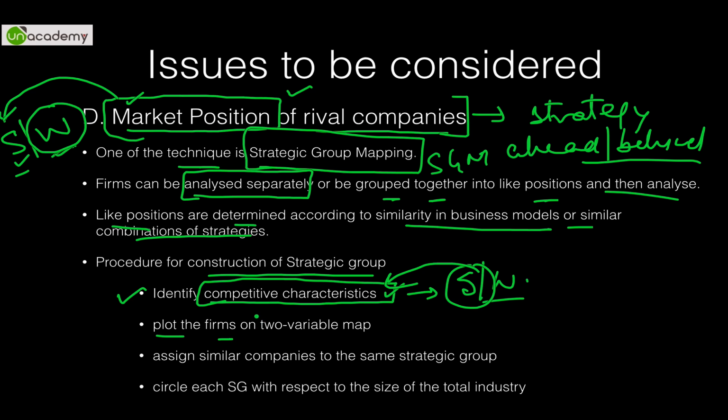Plot the firms on a two variable map. This you already know, x-axis, y-axis, etc. Assign similar companies to the same strategic groups. Whatever companies are providing similar services, assign them. And then circle each strategic group, or map them with respect to the size of the total industry.